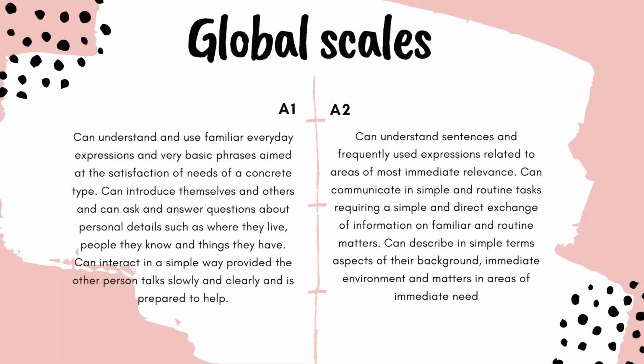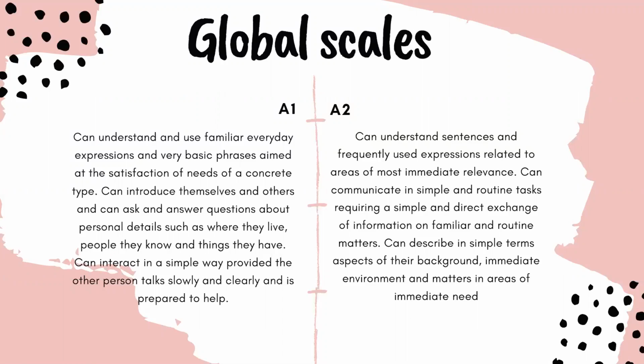They can introduce themselves and others and can ask and answer questions about personal details such as where they live, people they know, and things they have. They can interact in a simple way provided the other person talks slowly and clearly and is prepared to help.